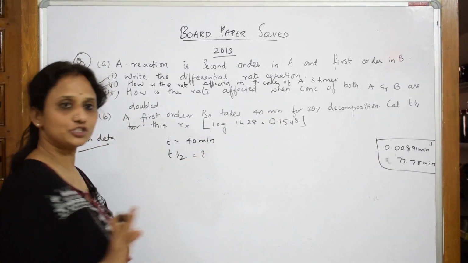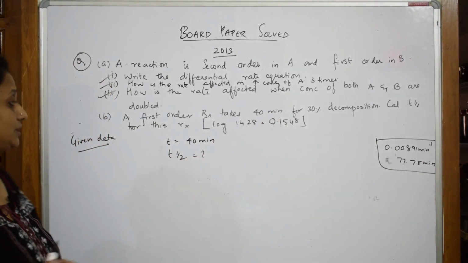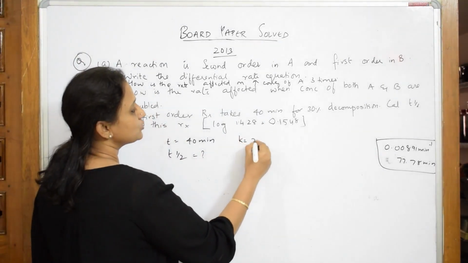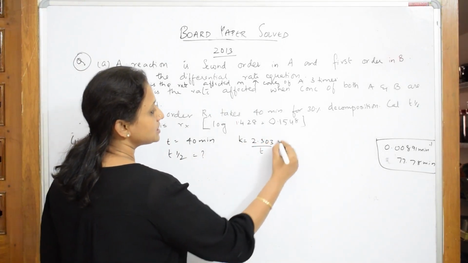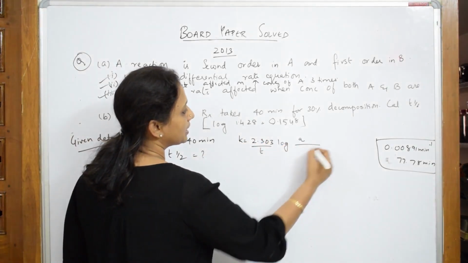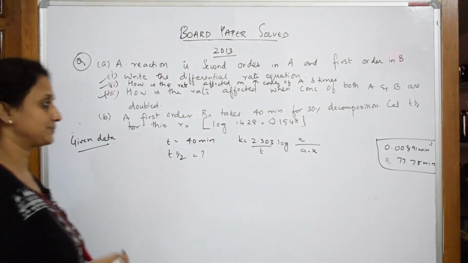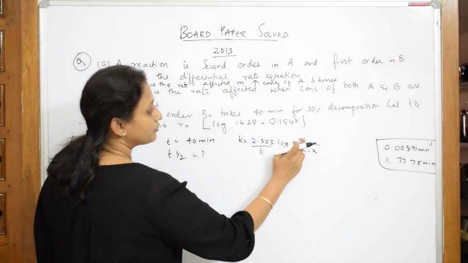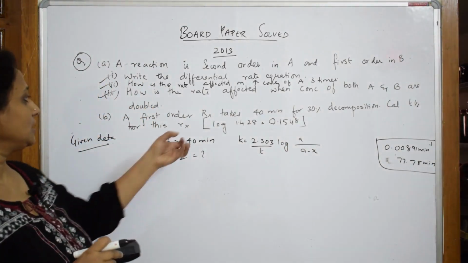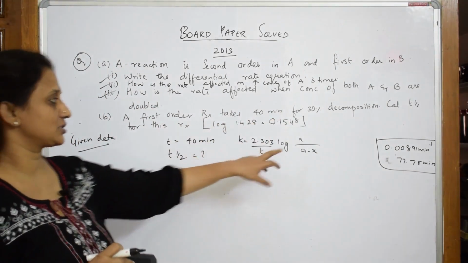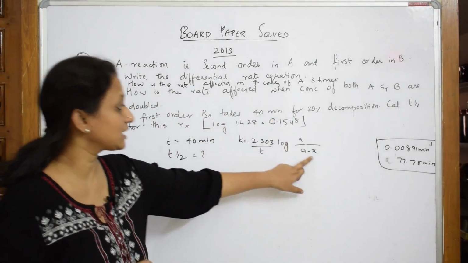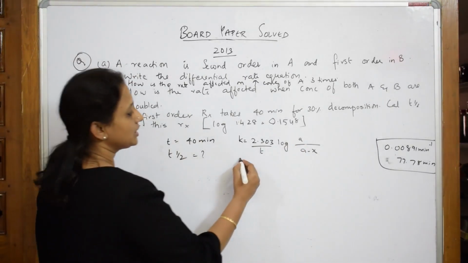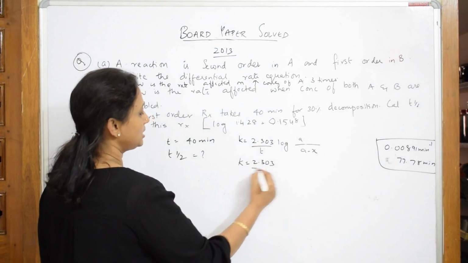Nothing else is given to me, but I have to calculate the half-life period, and I have to start with this formula. First, write the first order rate equation. What is first order? K is equal to 2.303 by T log of A by A minus X. Now, I have this quantity, 40 minutes. I have to find out the left out quantity. They have asked me about a first order rate reaction, calculate for this reaction, right? We are not bothered about this. I have to calculate how much is left out. So substitute K is equal to 2.303 by 40 minutes.